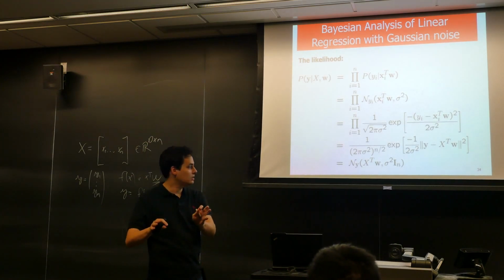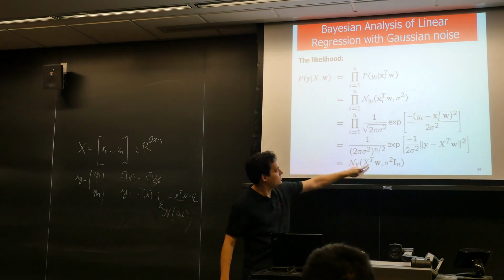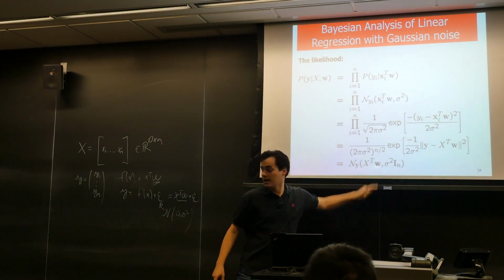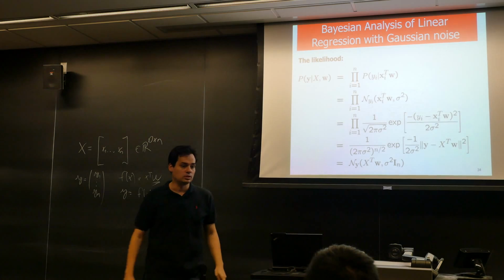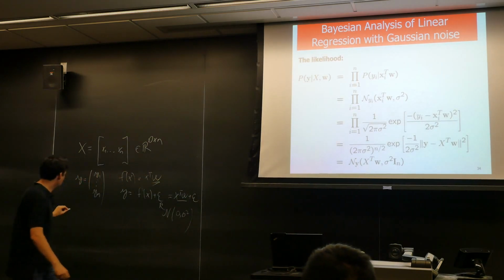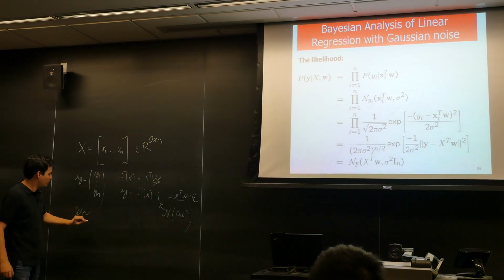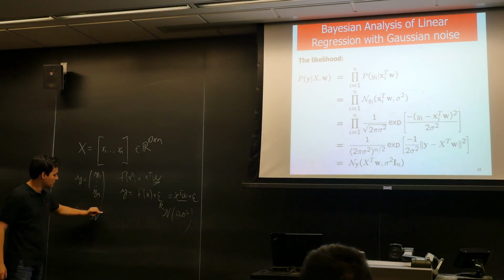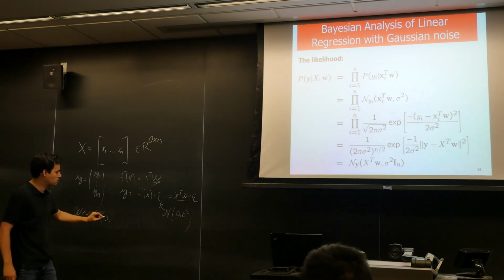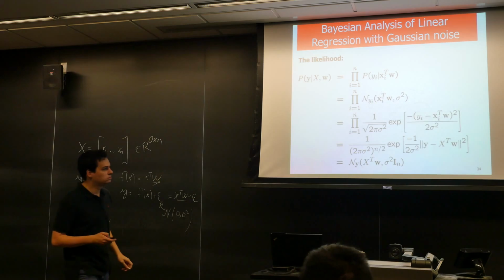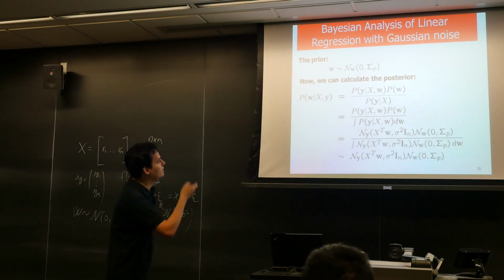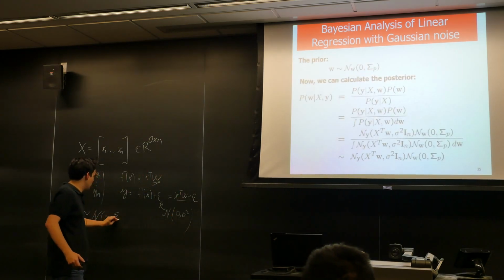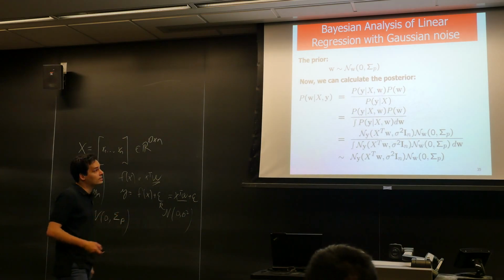So now we do something different. We also assume that on this w we have a Gaussian prior distribution. Okay. So say w is sampled from a Gaussian distribution with mean 0 and covariance matrix sigma, and we are in a p-dimensional space, so I just use sigma_p.